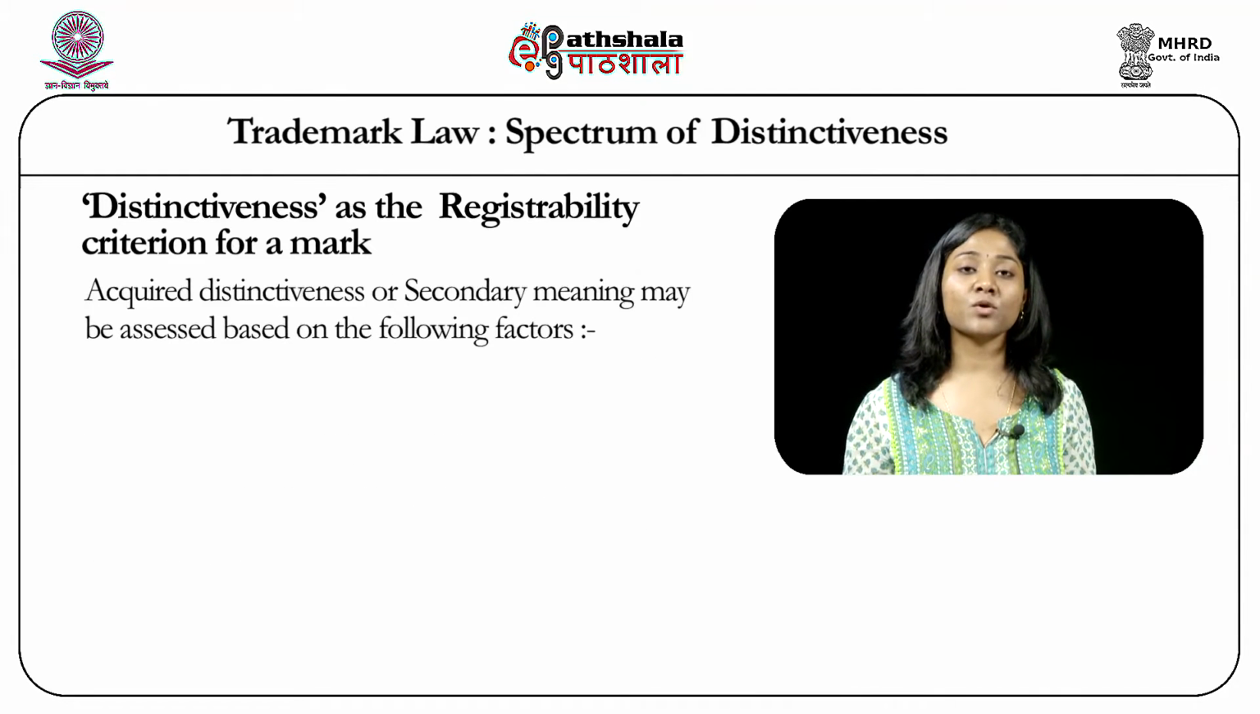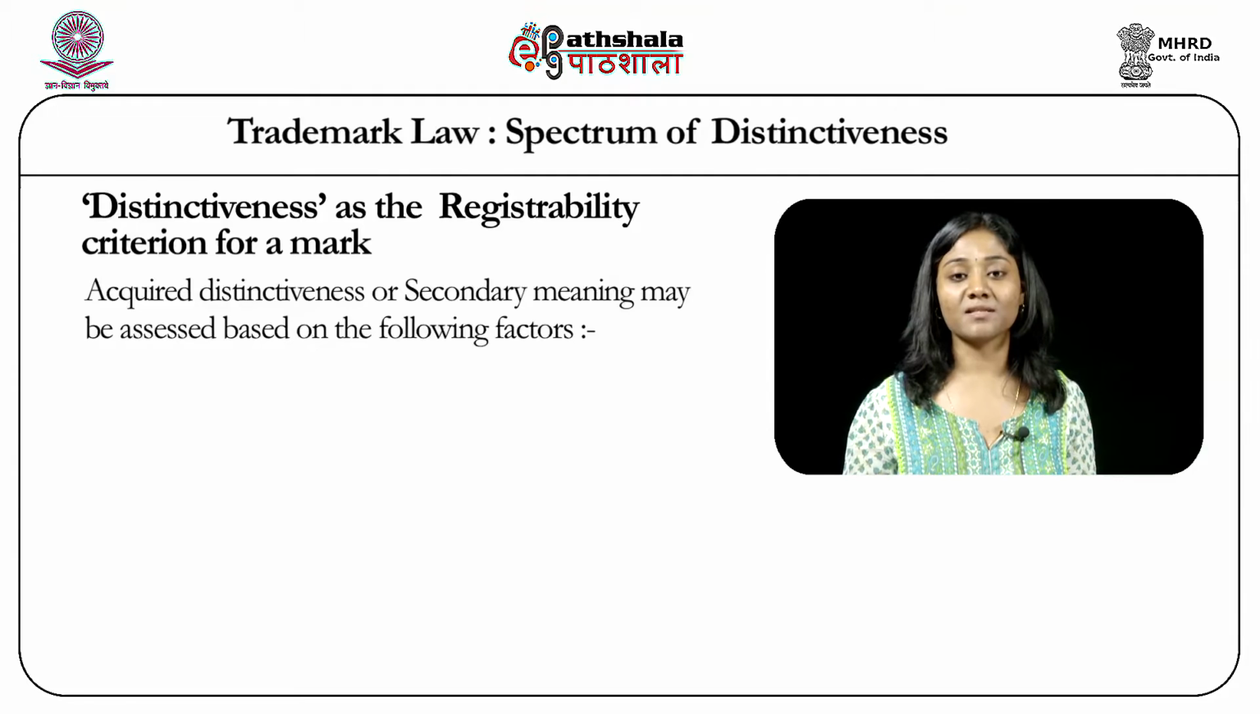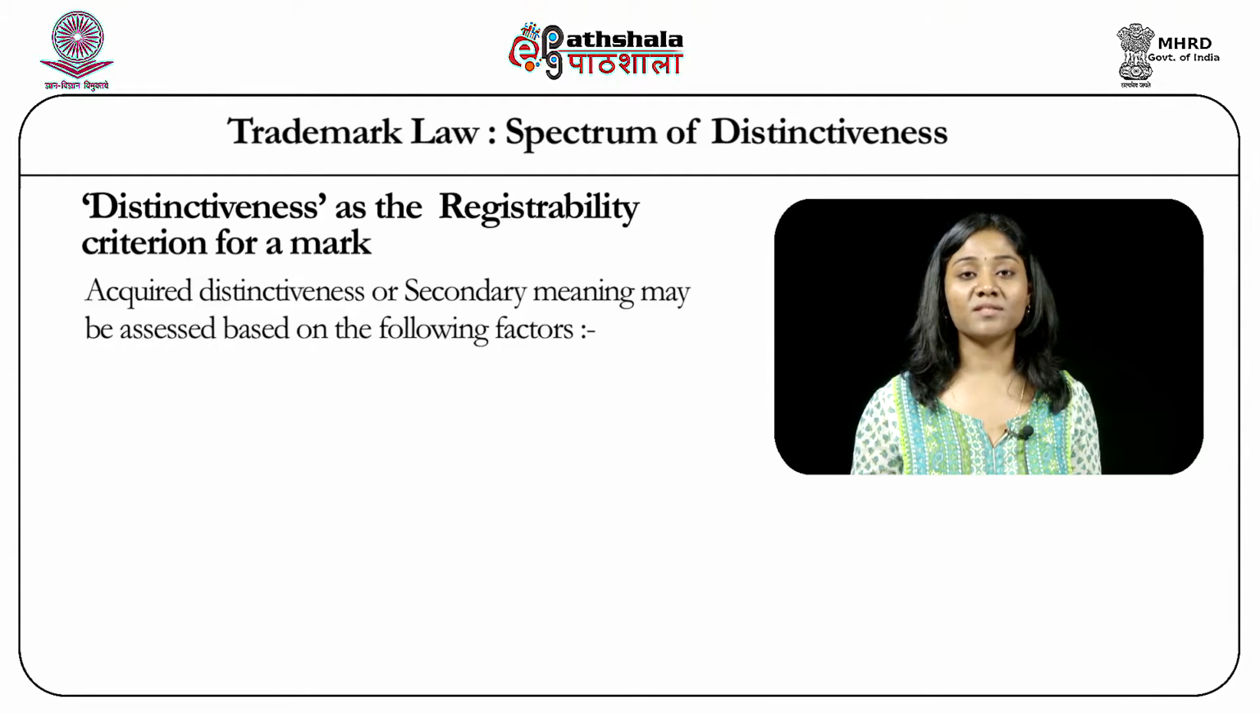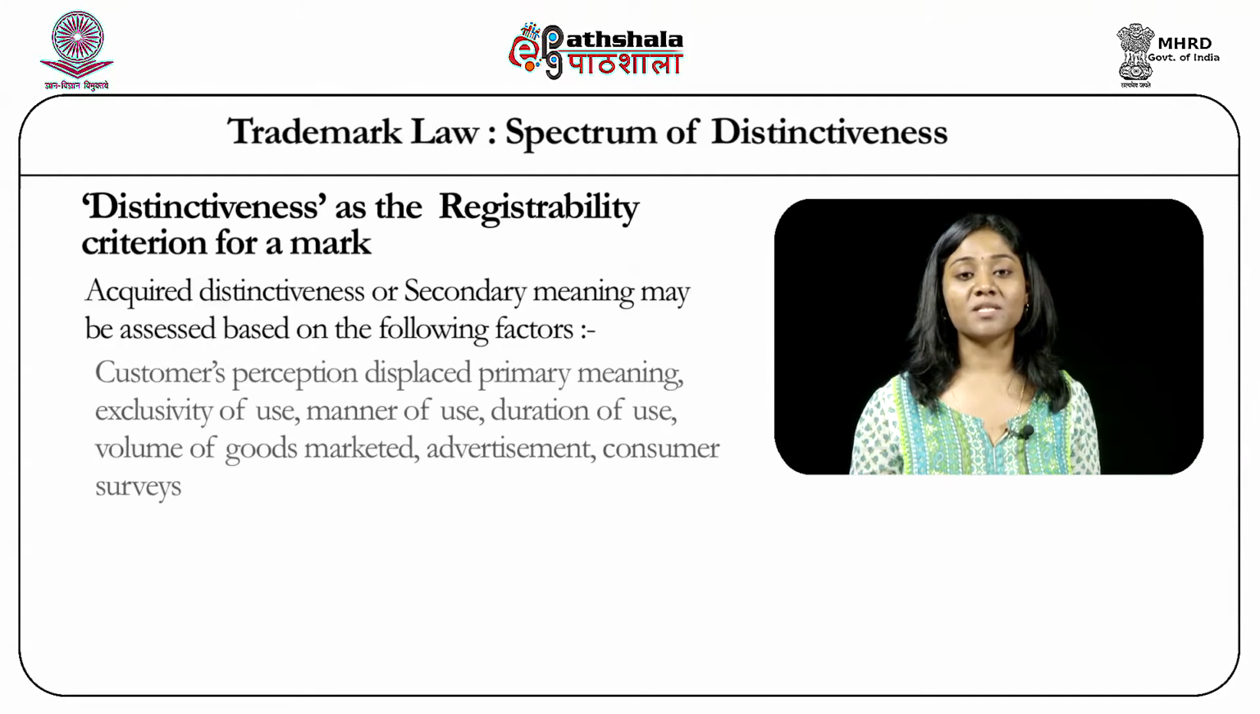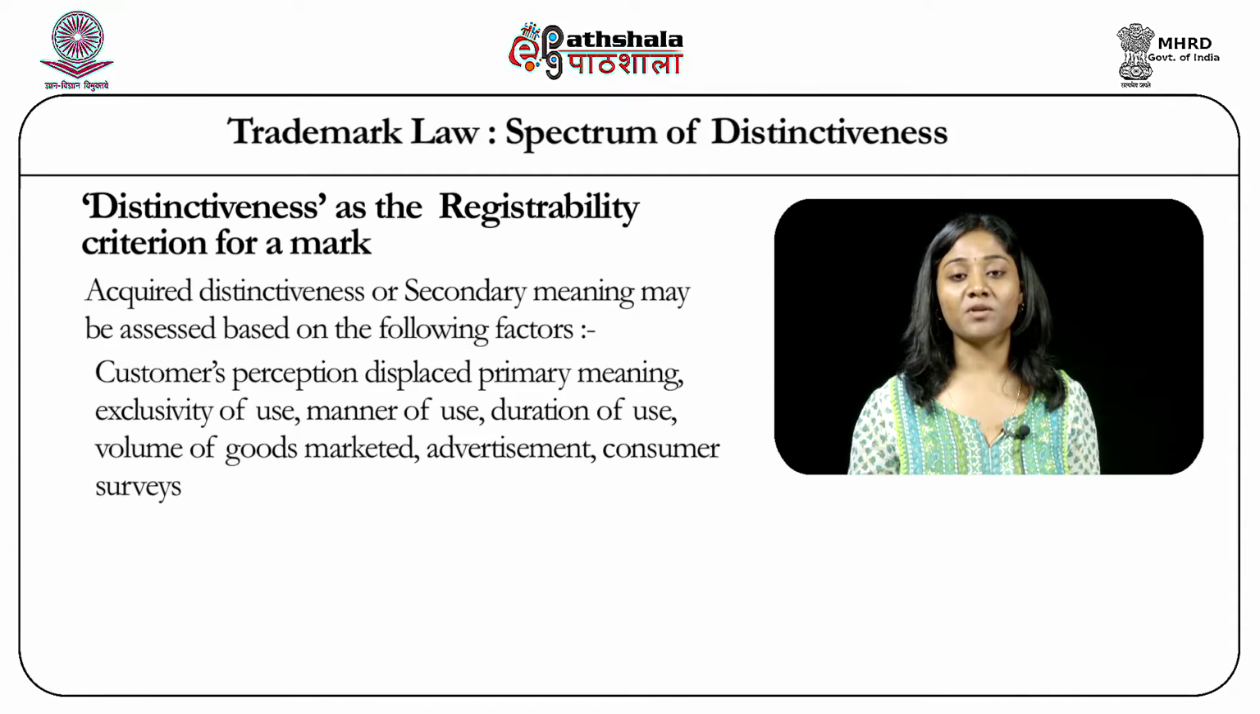Acquired distinctiveness is also known as secondary meaning in the United States. It may be assessed based on several factors which include the customer's perception of displaced primary meaning in the mind of the consumer, the exclusivity of the use, the manner of the use, the duration of such use, the volume of goods marketed, advertisements, and consumer surveys. Essentially, marketing strategies go on to decide a consumer's preference, and that goes on to be called acquired distinctiveness. What would be inherent distinctiveness?